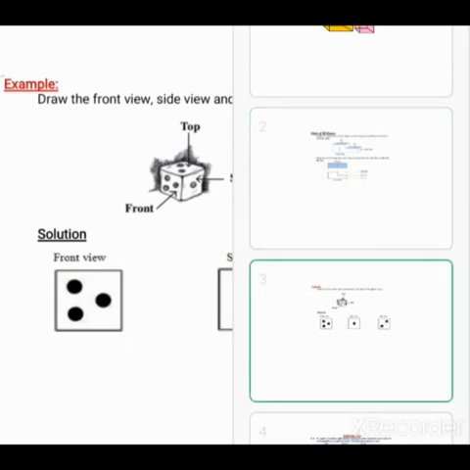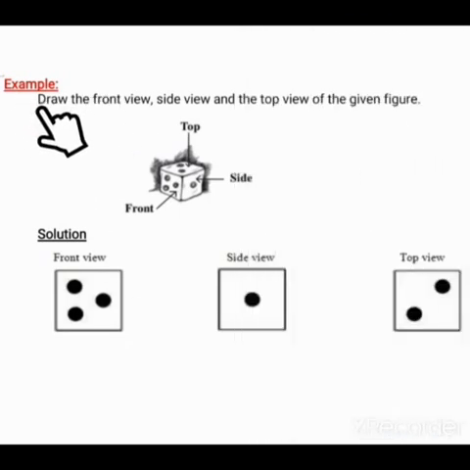Now, some examples. Draw the front view, side view and top view of the given figure. Now here one figure is given, that is a figure of a dice. This is a front view, this is a side view, and this one is a top view. In front view there are only 3 dots, in side view only 1 dot, and in top view only 2 dots. So this one is a top view, this one is a front view, and this one is a side view.